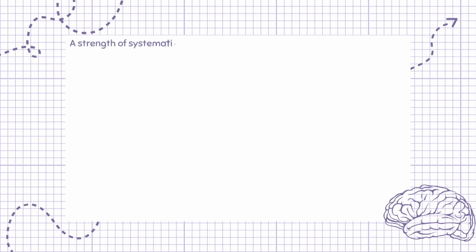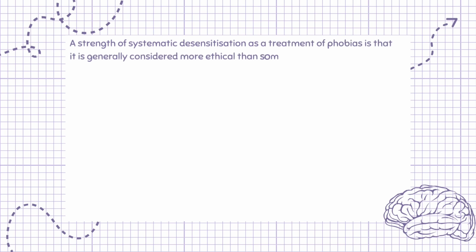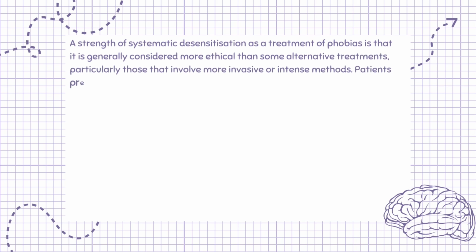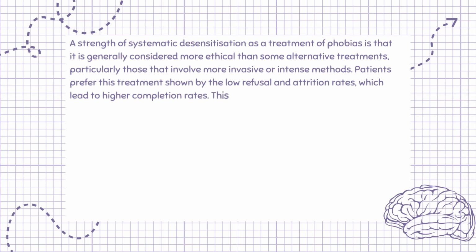A strength of systematic desensitization as a treatment of phobias is that it is generally considered more ethical than some alternative treatments, particularly those that involve more invasive or intense methods. Patients prefer this treatment, shown by the low refusal and attrition rates, which lead to higher completion rates. This works suitably for a wider range of clients.